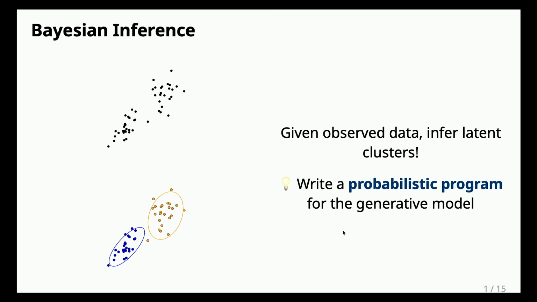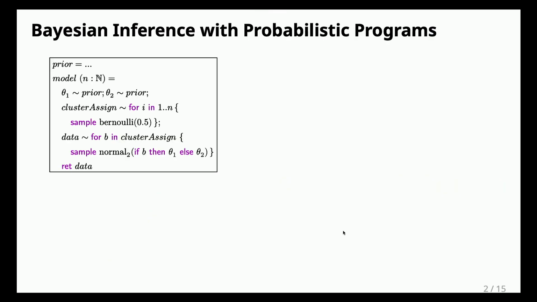One way you could do this is to write a generative model in a probabilistic programming language. This might look something like this, where you have some prior distribution, which I didn't specify, for the parameters for the clusters. And then you sample two parameters, one for each cluster, from the prior. Then you sample cluster assignments for each data point from 1 to n from a Bernoulli distribution. And finally, you sample the actual data points from a normal distribution whose parameter depends on the cluster assignment. So if you run this program, it will generate data sets like the one I showed at the start.